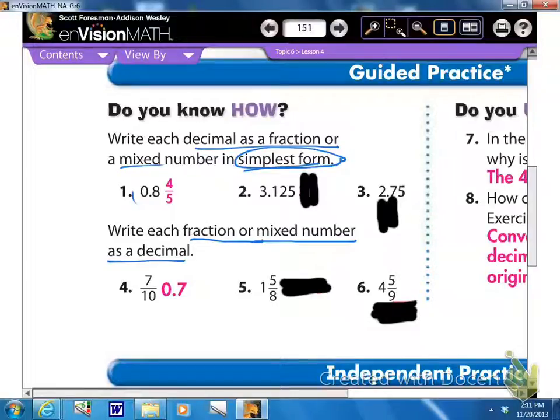What I'd like you to do is try and do number 2 and 3. Remember, this is going from a decimal to a fraction. We have our whole number, then our fractional portion. And then do number 5 and 6, which is changing a fraction to a decimal. You will probably divide on both of these. So you have your whole number. You'll have to divide 5 by 8 to get your decimal portion, and then put it together. Same for number 6. You have your whole number 4 and point. You'll do your division problem, 5 divided by 9, to get the decimal portion also.